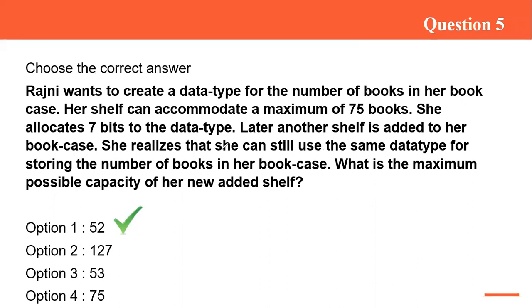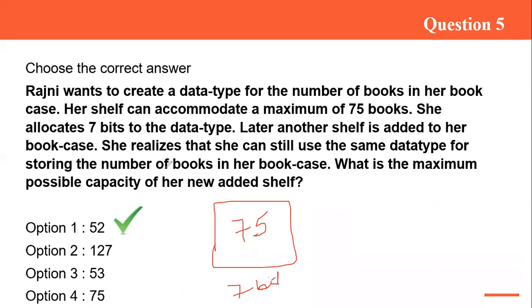For boys and girls who asked for a repetition of this bookshelf question, just listen carefully. Rajni wants to create a data type for the number of books in her bookcase. The shelf can accommodate a maximum of 75 books. Now she allocates 7 bits to the data type. So for storing the 75 books, she created one data type called a 7-bit data type.